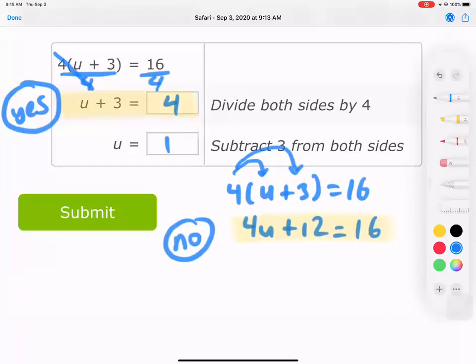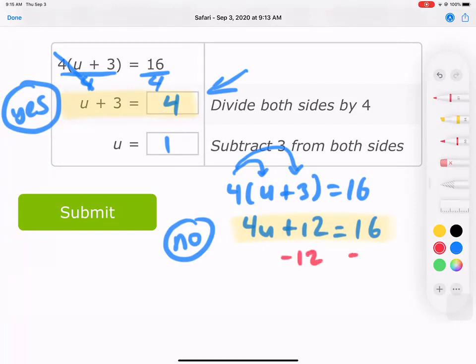Which line do you think is easier for you? u plus 3 or 4u plus 12? Great. A lot of you are saying that, of course, this looks easier. And that's the thing about math. Both ways will be 100% correct. But which way would be faster? Which way would be easier? Which way would lead us to fewer mistakes? But I'm going to go ahead and finish this, even though it was a little more work.